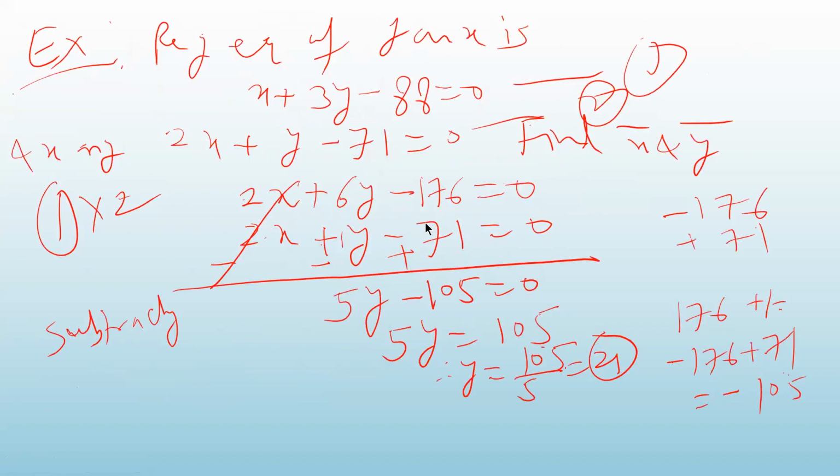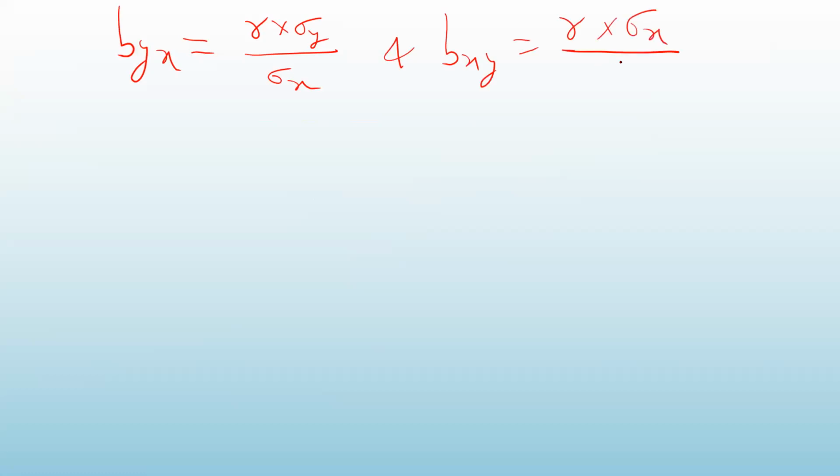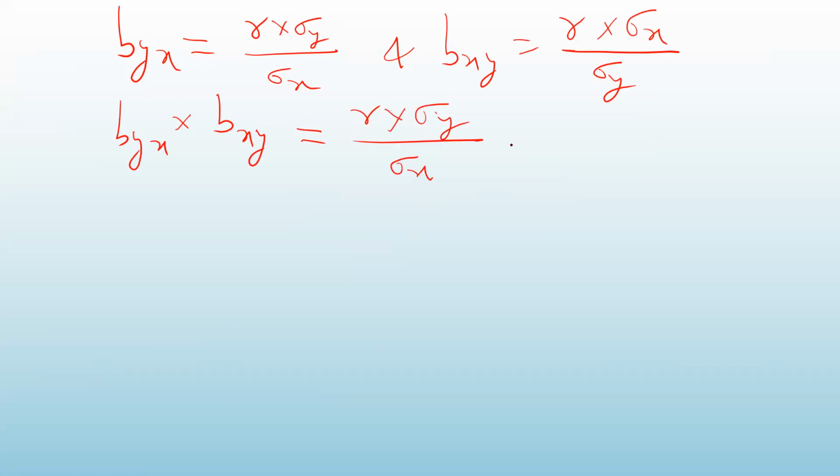That is what I am going to explain here. What is the regression coefficient of y on x? Byx is r into sigma y upon sigma x. And what is bxy? Bxy is r into sigma x upon sigma y. Now let us multiply these two regression coefficients. So byx into bxy, what does that give you? Byx is r into sigma y upon sigma x, and into bxy, which is r into sigma x upon sigma y.